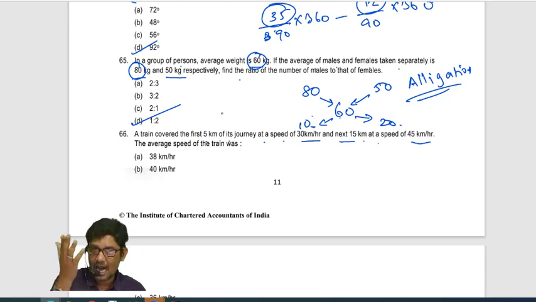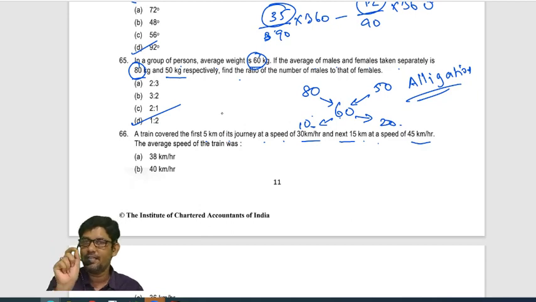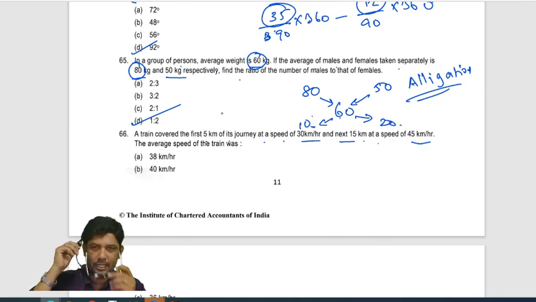Harmonic mean. Here, average is given. Which average is not given? I think you know the properties. Sir, when the problem is based on speed, distance and time, what do we have to use? Harmonic mean is the only relevant average.